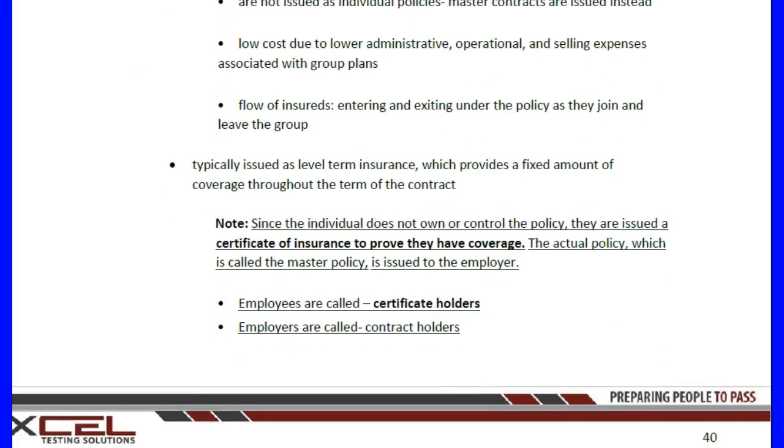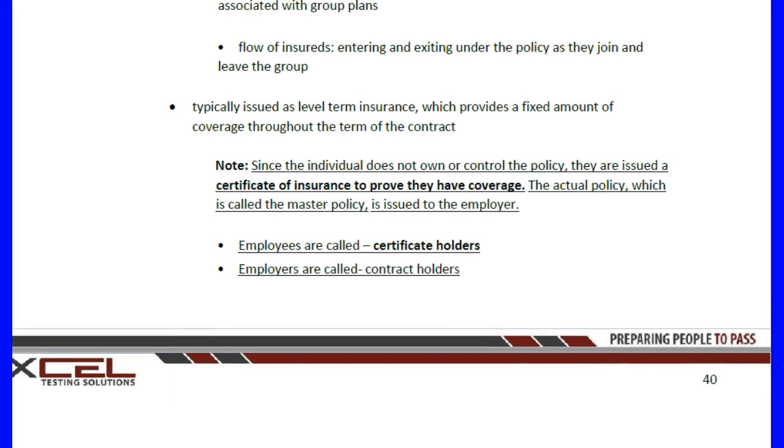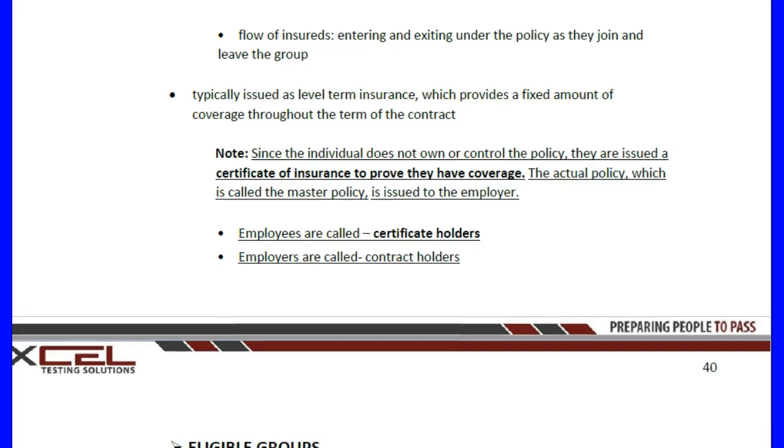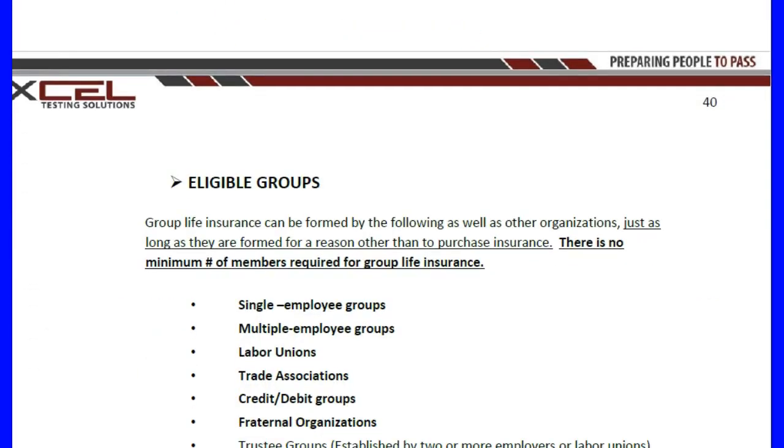Since the individual employee does not control the policy, they are issued a certificate of insurance to prove that they have coverage. The actual policy is the master policy issued to the employer. Employees are called certificate holders. Employers are called contract holders. So it's all no policy, just a certificate.